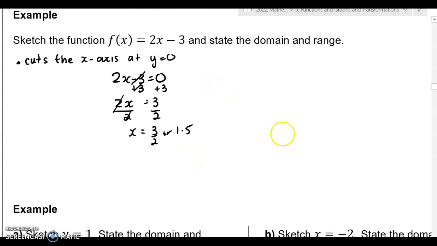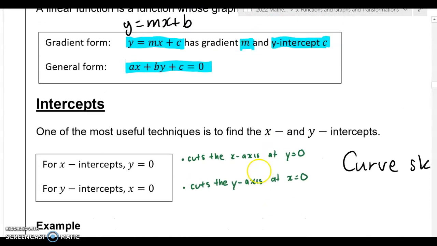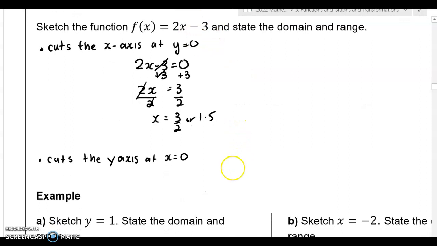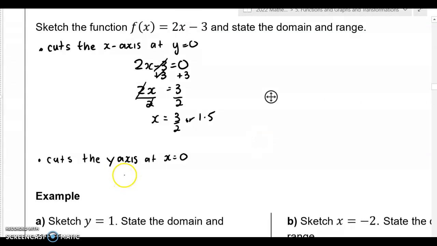Let's see where it cuts the y-axis, remembering it cuts the y-axis at x equals 0. You can straight away think of the formula that we used for the straight line, y equals mx plus b, and that number by itself at the end is the y-intercept. So you might straight away go, oh, it's minus 3. But if you don't remember that, we are going to write it as y is equal to 2 times 0 minus 3, which gives us minus 3. So it cuts the y-axis at minus 3.